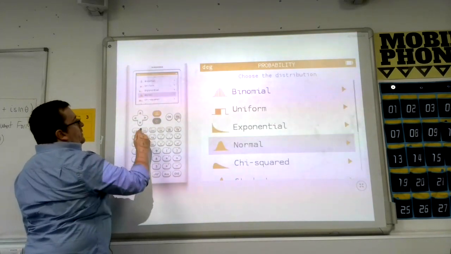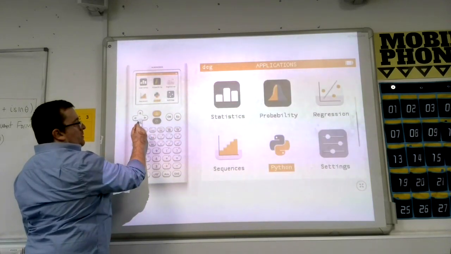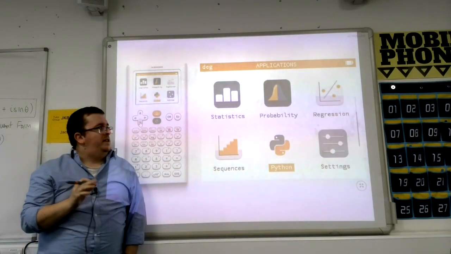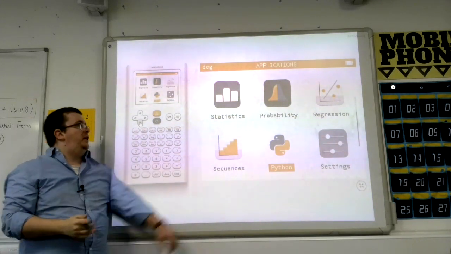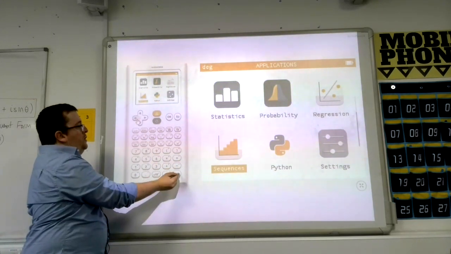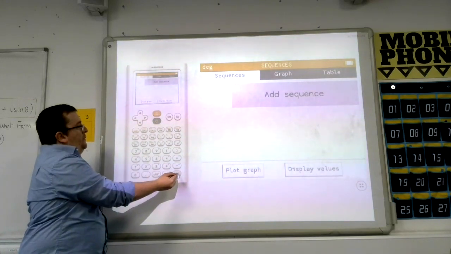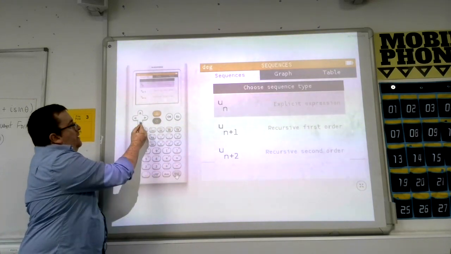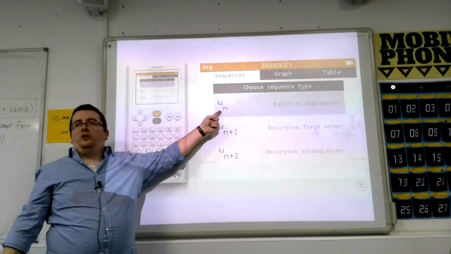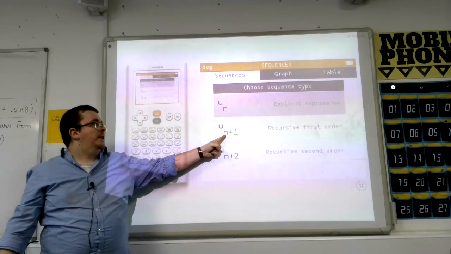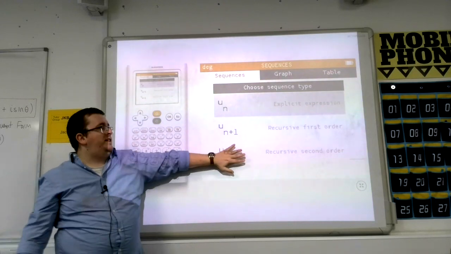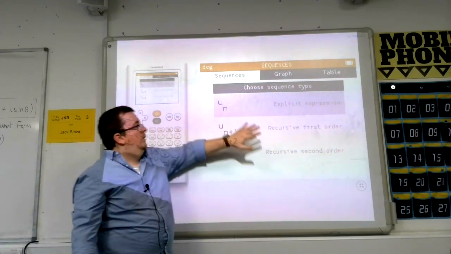So that, in a nutshell, is what the Numworks can do. There are other bits as well. It can do sequences, depending on what you want to use it for. So if you wanted to add a sequence in, then you can do nth term sequences and recurrence relations as well. You can also do second order, but we don't deal with that in A-level maths.